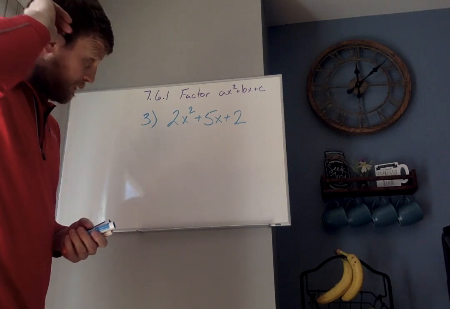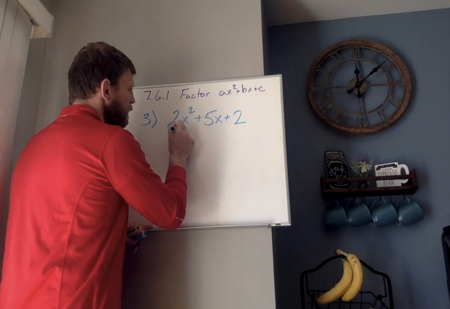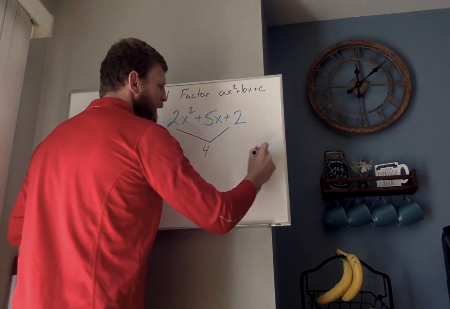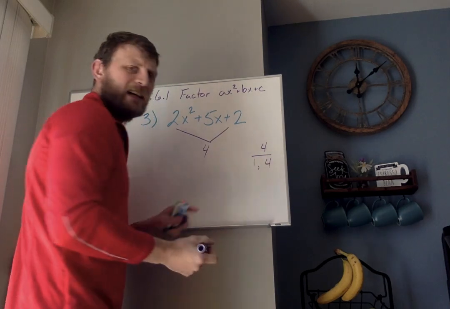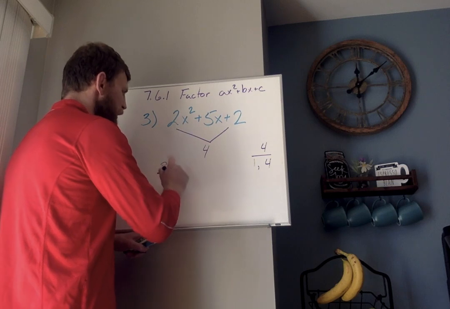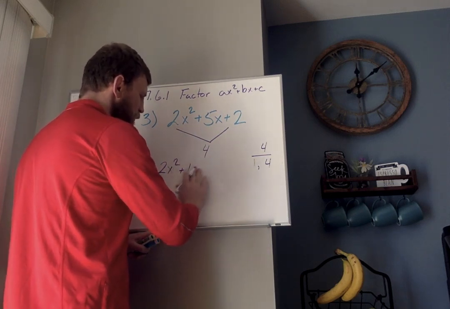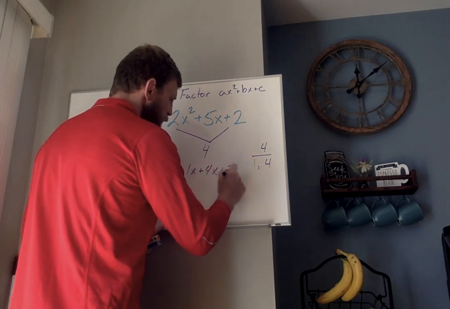All right, so what we're doing here is I'm going to do the same thing I've always been doing. 2 times 2, that's 4. So I'm looking for the factors of 4 that will add up to 5. And I can keep going, but I know 1 plus 4 is 5. So we're going to do 2x squared plus 1x plus 4x plus 2.